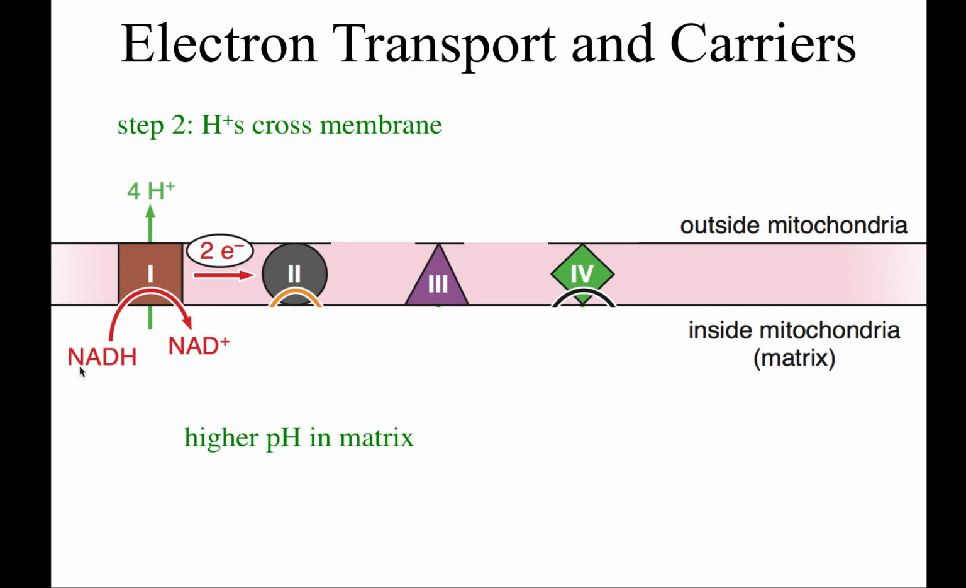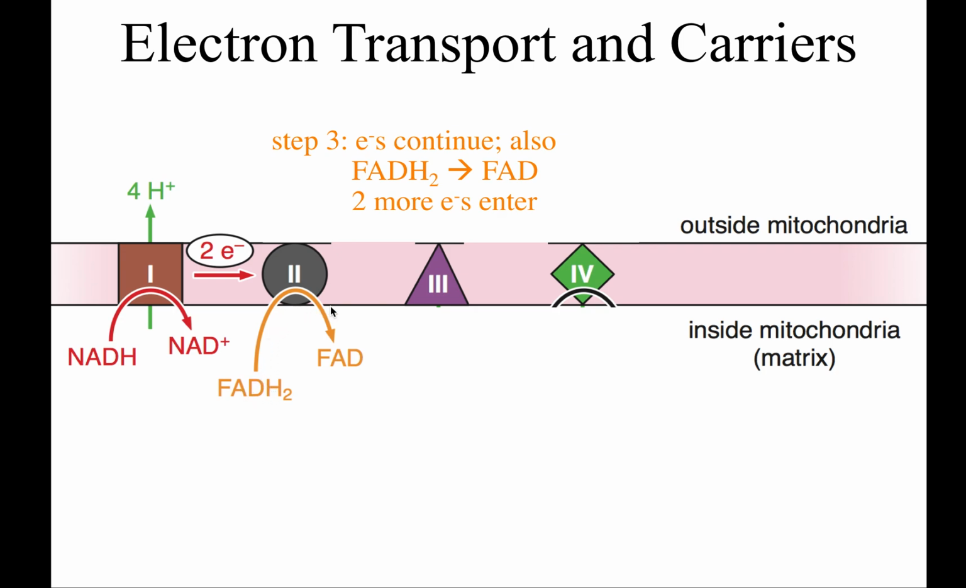At the same time that electrons are passed from the NADH to complex 1, the work that is done is to move protons against their concentration gradient. So they move from the matrix to the intermembrane space, and that reduces the pH in the intermembrane space, just like we saw in that graph, because more hydrogens lowers the pH. Higher pH means less hydrogens. So hydrogens move across the membrane into the intermembrane space.